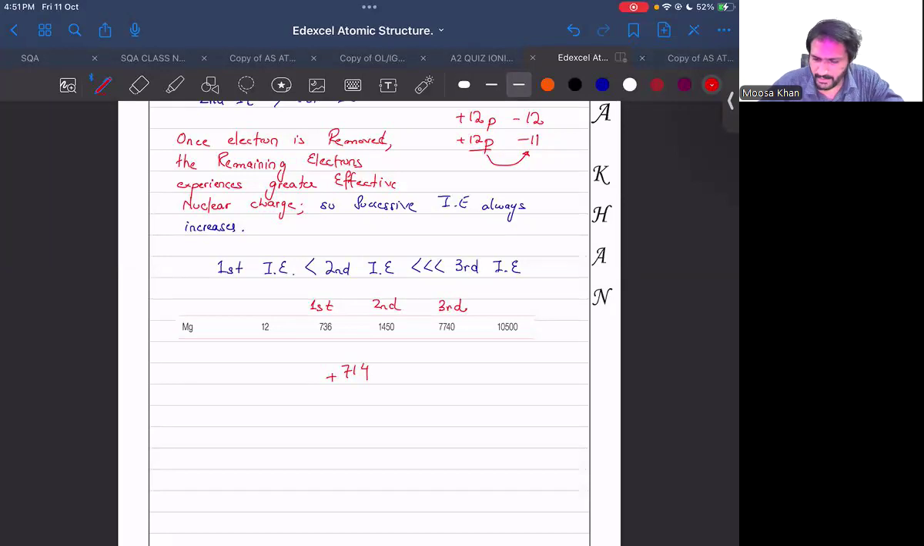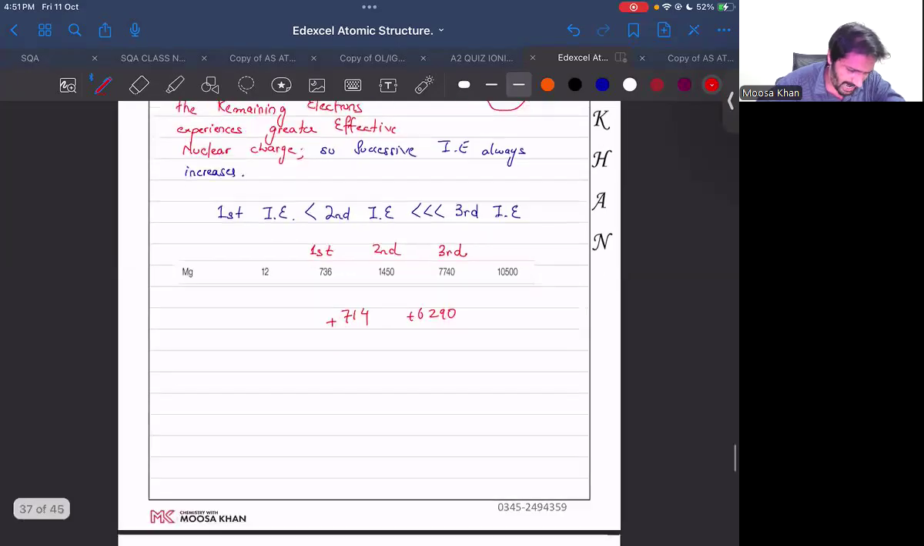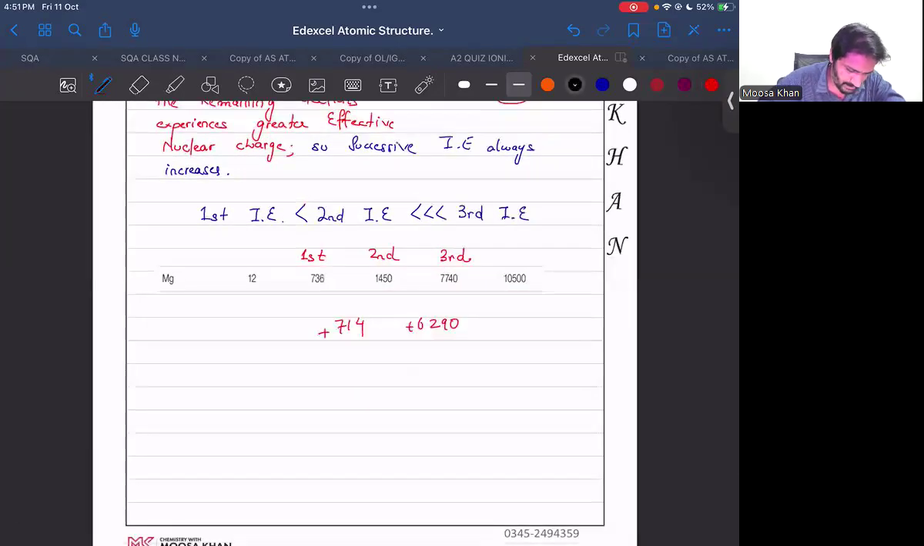And the reason behind it is because now the third electron that has to be removed is in the second shell or the inner shell, which experiences lesser shielding effect. So if they ask you why there is a big jump, let me rephrase the question. Why is there a big jump in the values of second and third ionization energies?